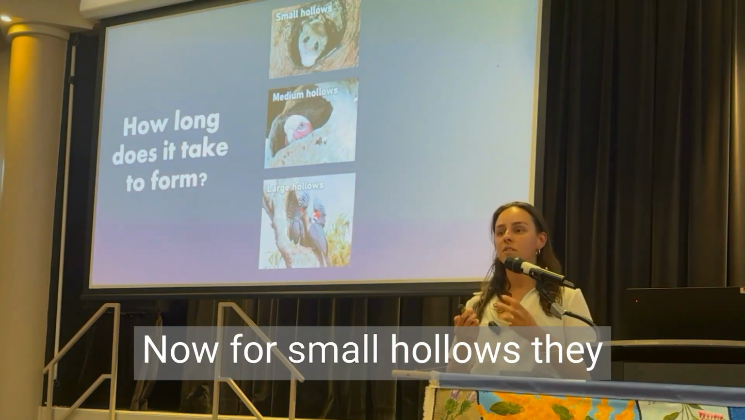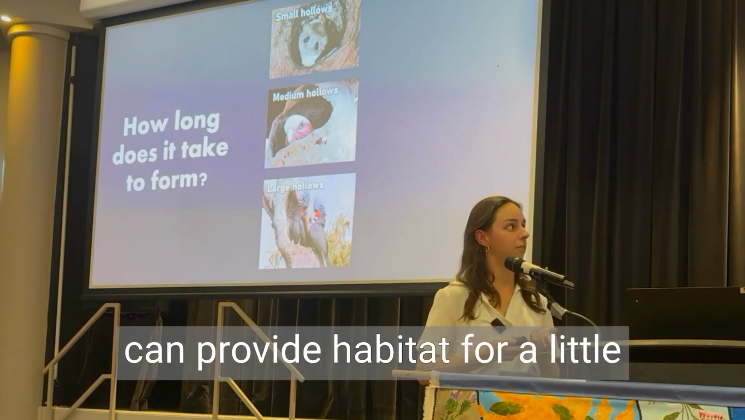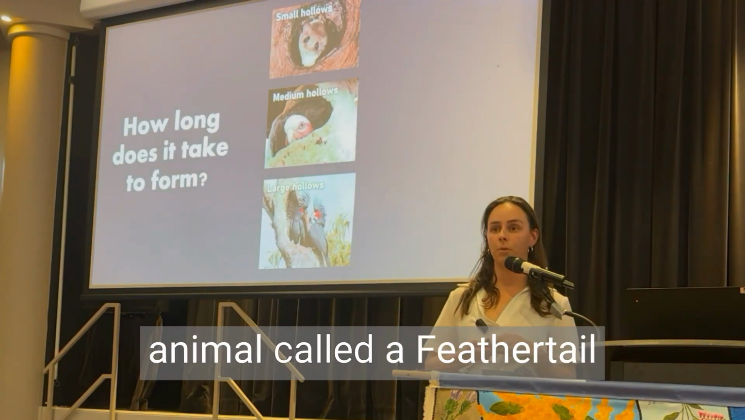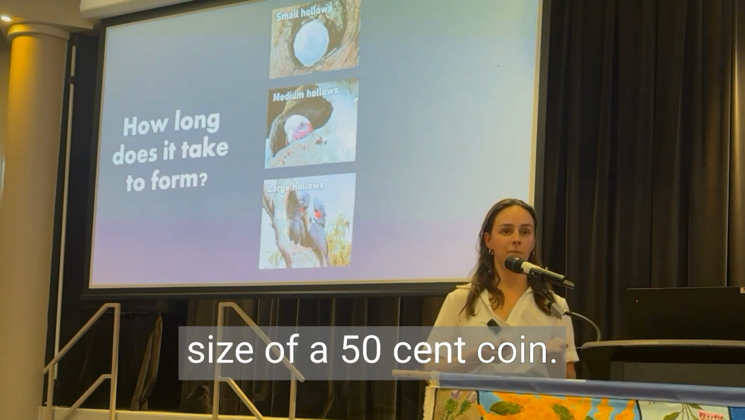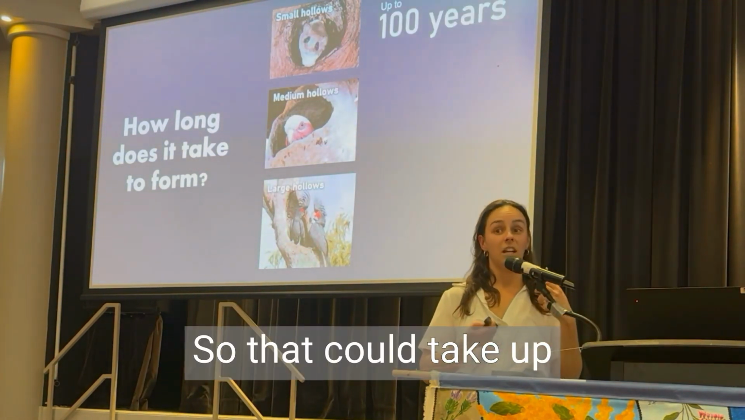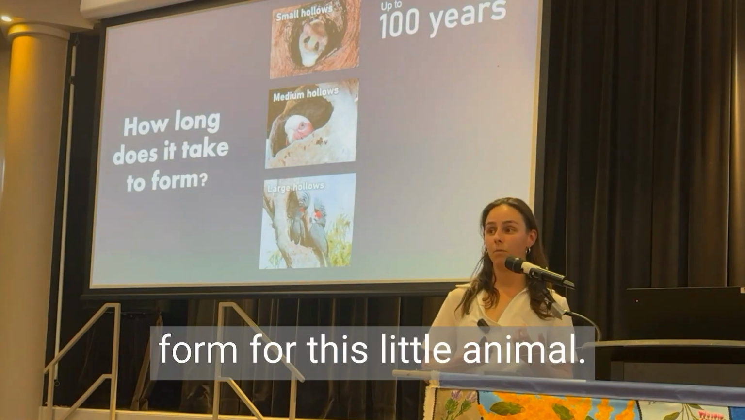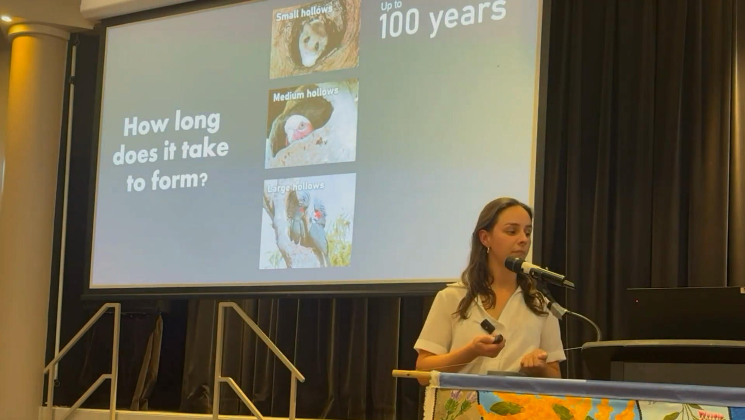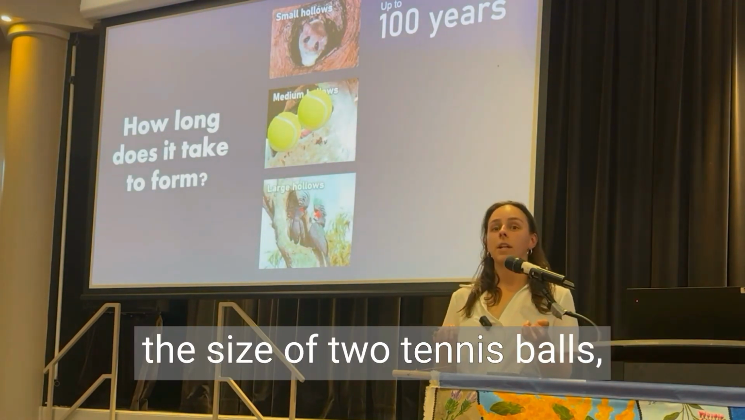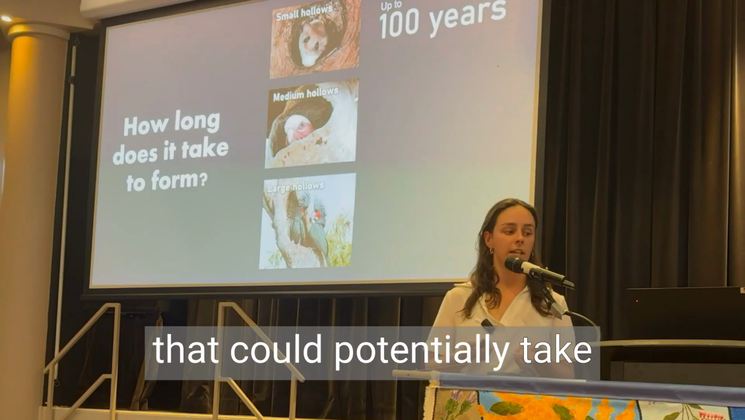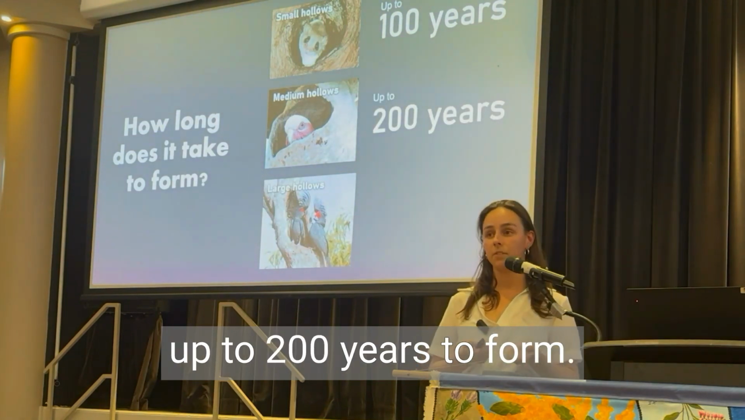Now, for small hollows, they can provide habitat for a little animal called a feathertail glider, which is about the size of a 50-cent coin. That could take up to 100 years to actually form for this little animal. Next, if we consider a galah, a hollow about the size of 2 tennis balls could potentially take up to 200 years to form.